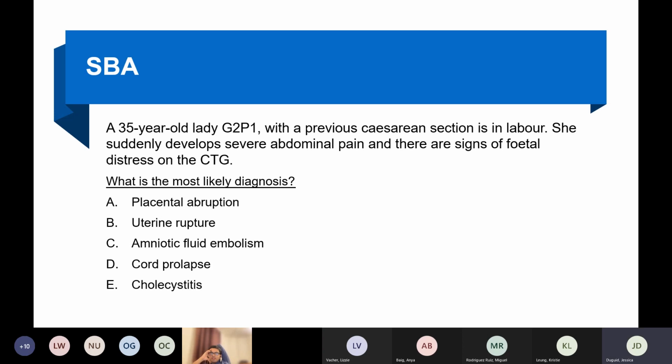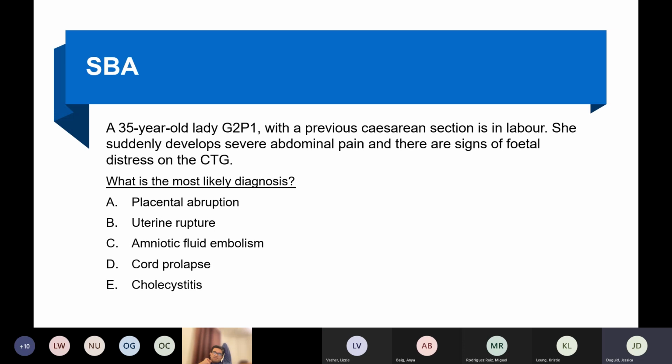Okay, so basically there's a 35-year-old lady. She is G2P1. Anyone quickly, what does G2P1 mean? Pop it in the chat. Well, it means that she's been pregnant twice and had one delivery after 24 weeks. So yes, Lizzie, you're right. She is currently in labour with her second child, so in a minute she will hopefully be G2P2.